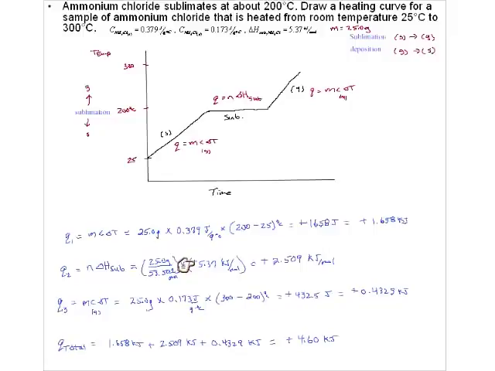There we go. Okay, so again, be aware that not always do we ask you to do a heating curve for water. Different substances have different critical temperatures. It's not always 0 and 100. That's for water. Different substances have different boiling points and melting points.